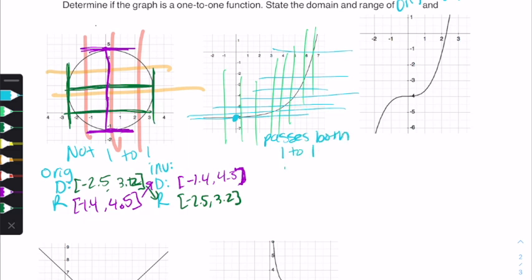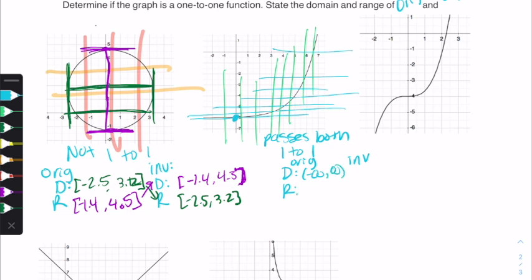So if we look at our domain and range for the original, and then for the inverse, our domain on the original, we're going all the way left. We're going all the way right. As it's going up, it's going forever to the right. So our domain is negative infinity to infinity, or you could also write all real numbers.